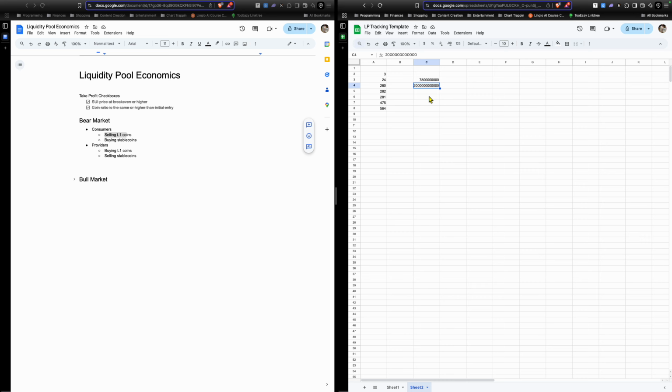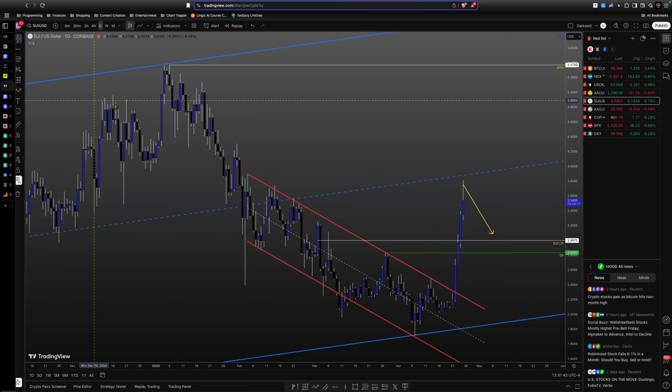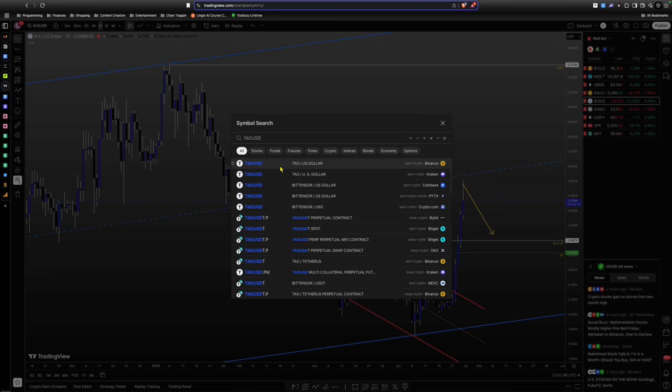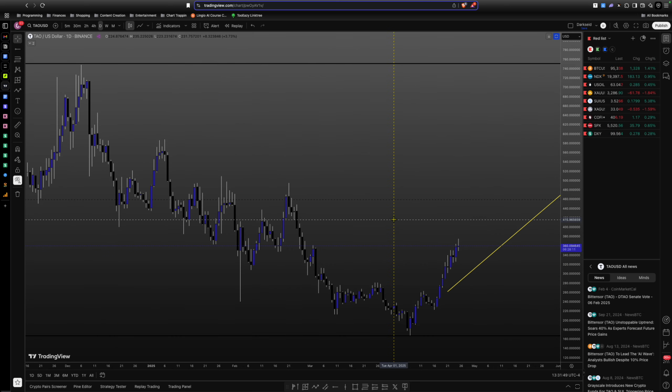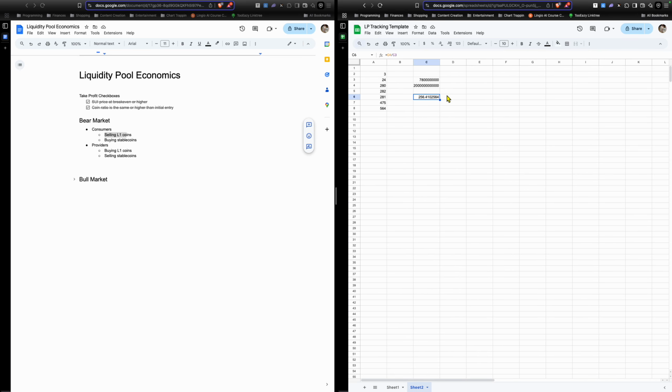Bitcoin is currently 2 trillion, roughly 2 trillion, and then BitTensor is 7.8 billion. So I'm just going to do the math, this number divided by this number. 256. We got another 256x on BitTensor. BitTensor's current price, TAO/USD, is $360. So I'll take this 256 number and multiply by 360.